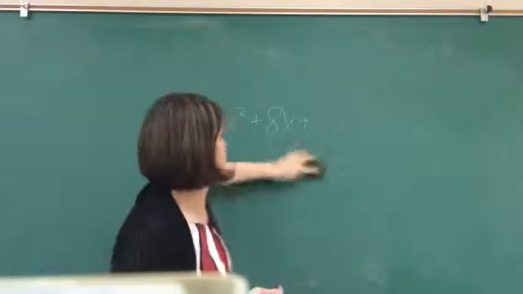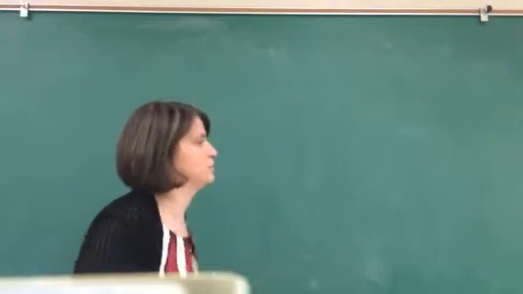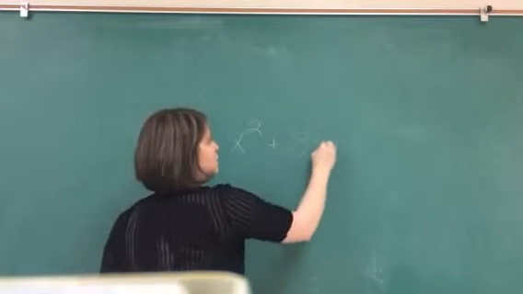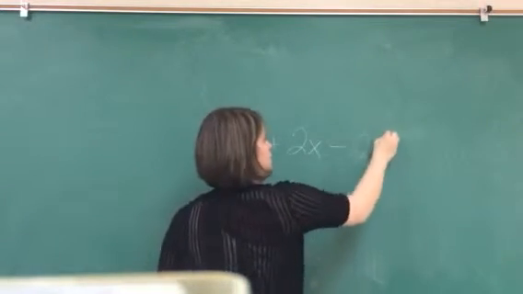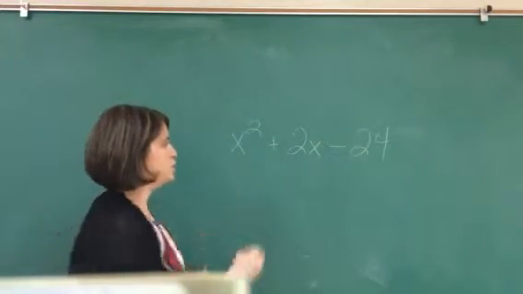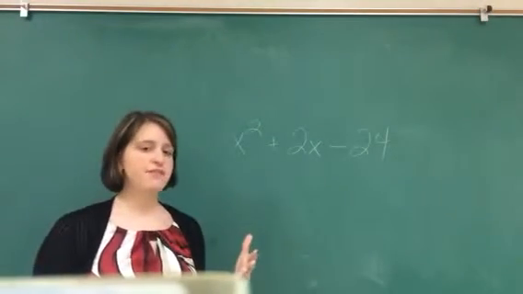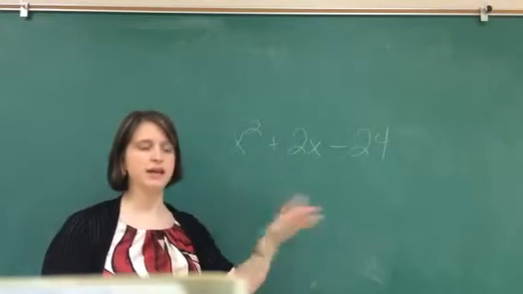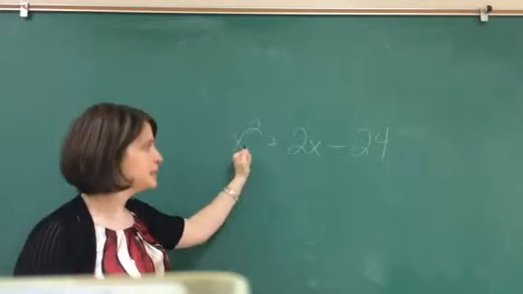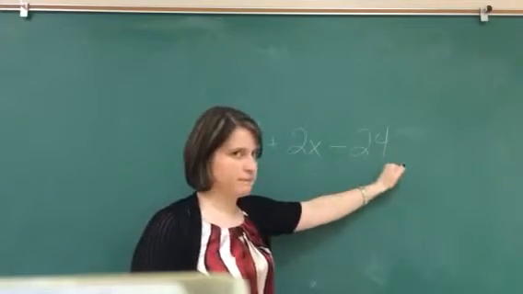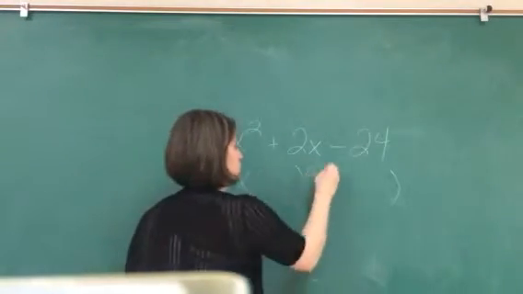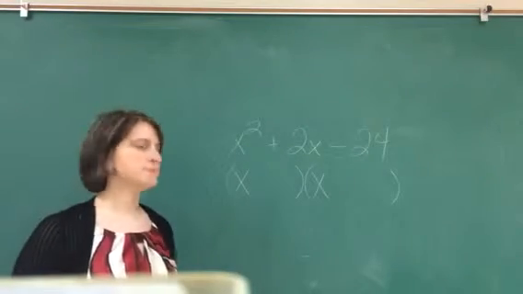Let's try another one. All right. So I look at it, the directions are going to say factor, so I'm going to check for a greatest common factor. Spoiler alert, there is none. So then I'm going to see, oh, x squared, something x, something. That's going to look like this. Two binomials with x as my first terms, right?